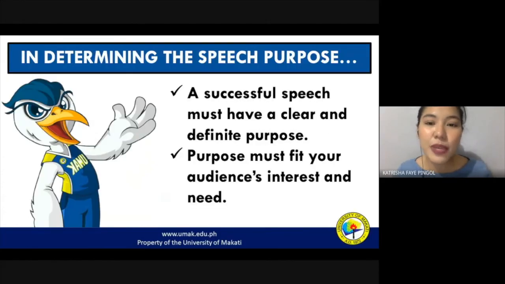So in determining the speech purpose, you have to remember that a successful speech must have a clear and definite purpose. The purpose must also fit your audience's interest and need. Again, we have already talked about this from a while back.